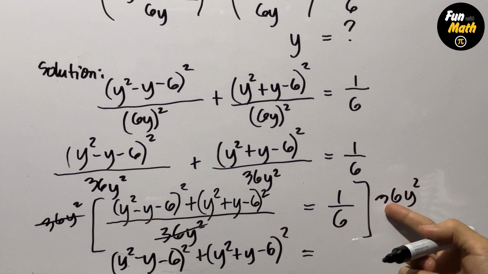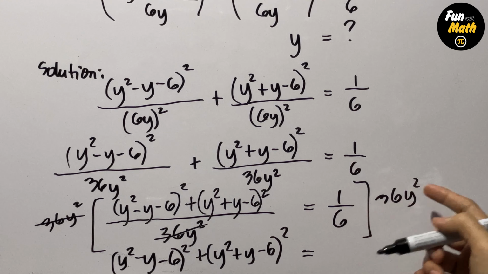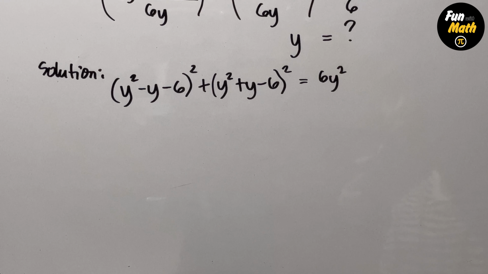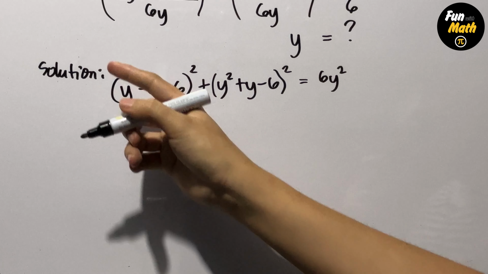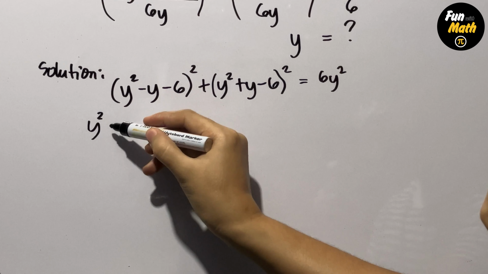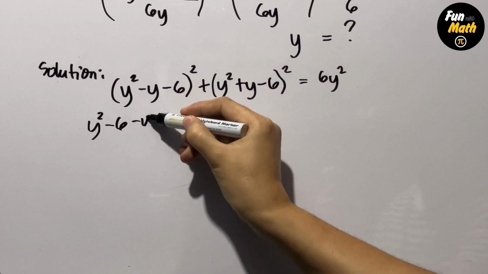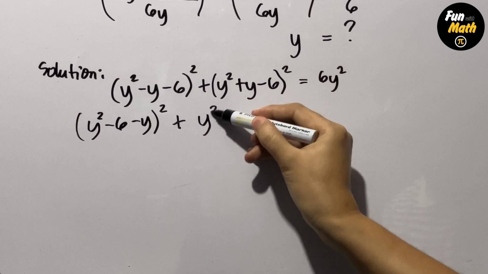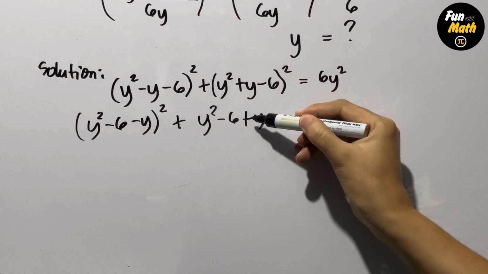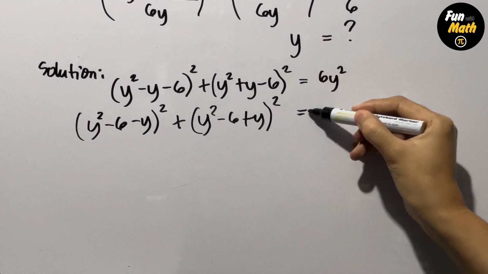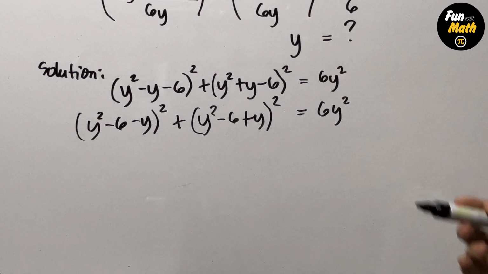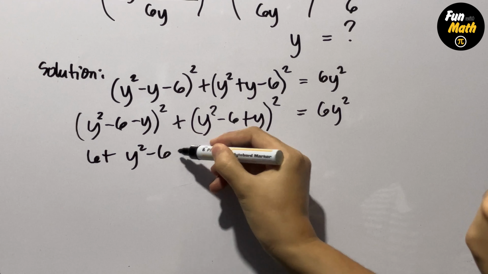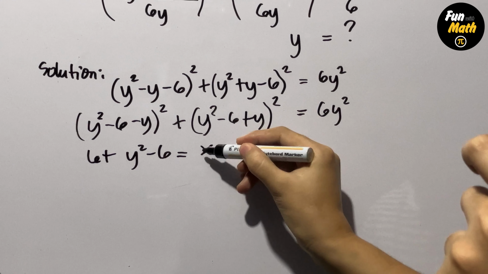Now we can divide. 36 divided by 6 is 6. Then copy 6y squared. And now to continue, we can arrange this into (y squared minus 6 minus y) whole to the power of 2 plus (y squared minus 6 plus y) whole to the power of 2 is equal to 6y squared. Now next is, we can let y squared minus 6 be equal to x.